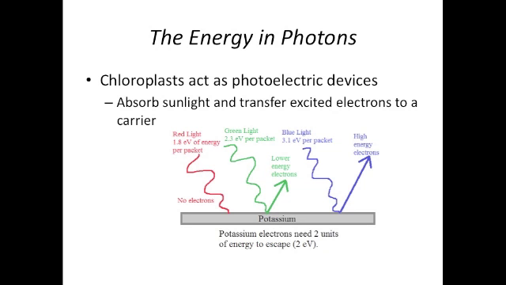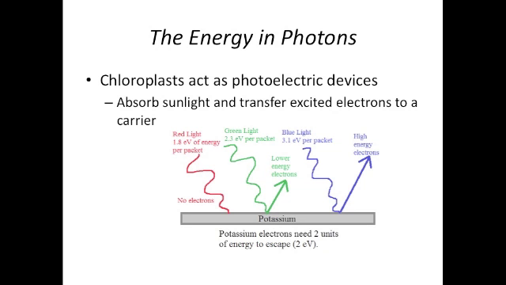Now the energy in photons, continued here. Our chloroplasts are going to act as this photoelectric device. And so what's going to happen is that these chloroplasts are going to absorb sunlight, and then they're going to transfer excited electrons to a carrier. Now this diagram doesn't have anything to do with chloroplasts. It deals with the photoelectric effect.